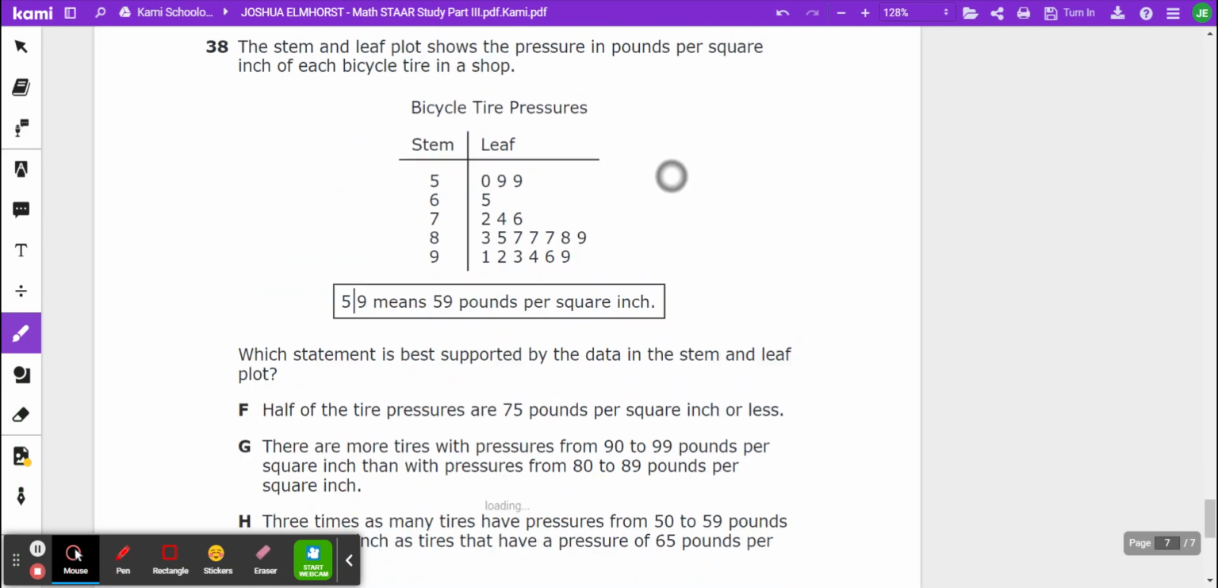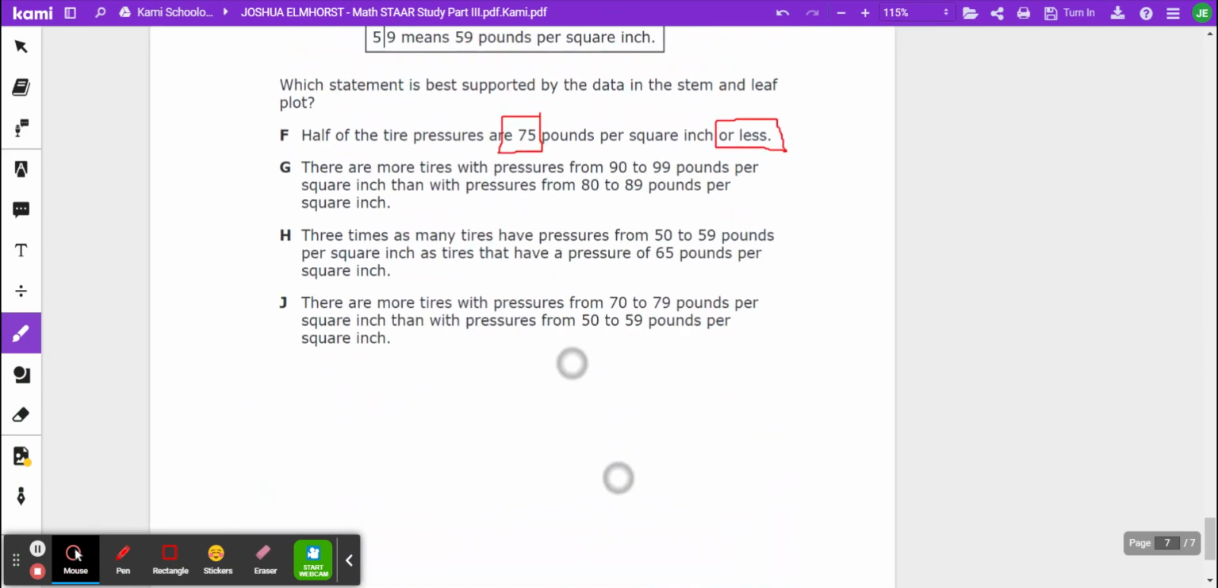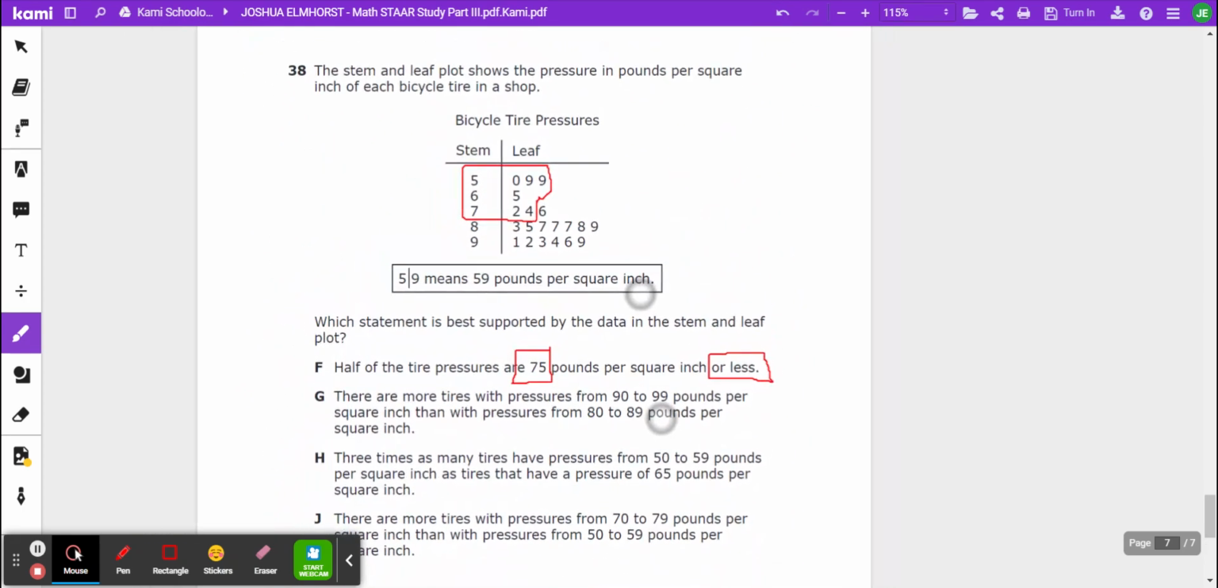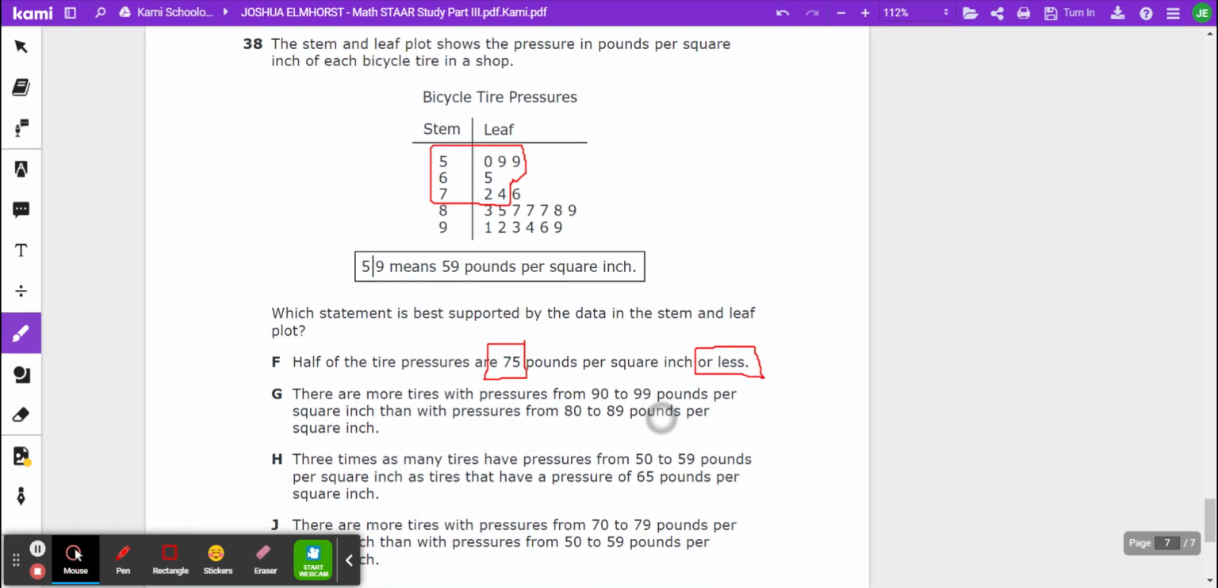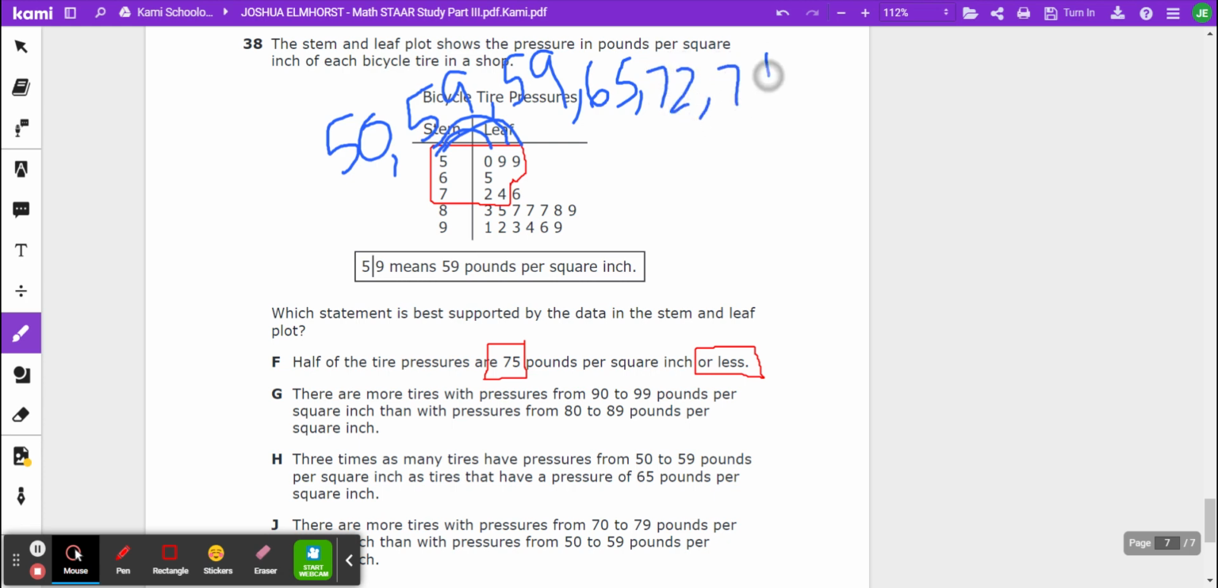All right, so I believe this is the last question. So the stem and leaf plot shows the pressure in pounds per square inch of the bicycle tires. So this means 50, 59, 59. So that's 1, 2, 3. And then we have 65, 72, and then 74. So we look at the statements.